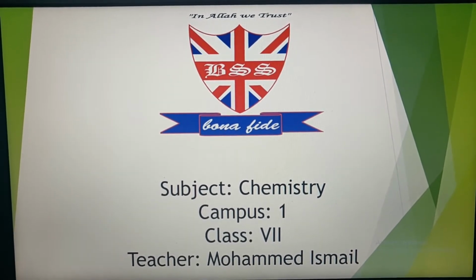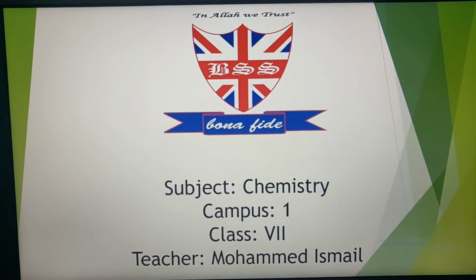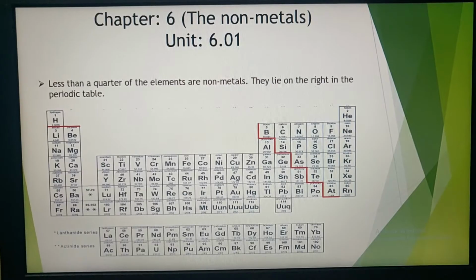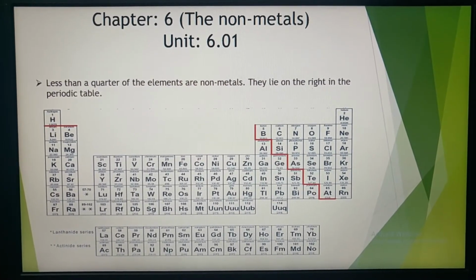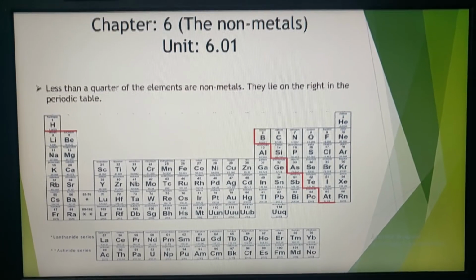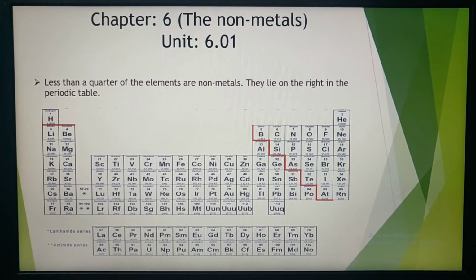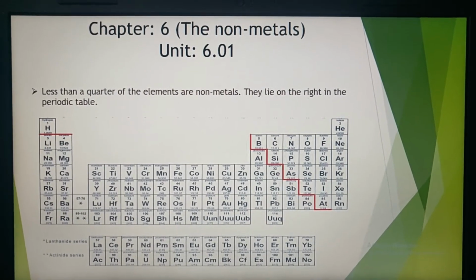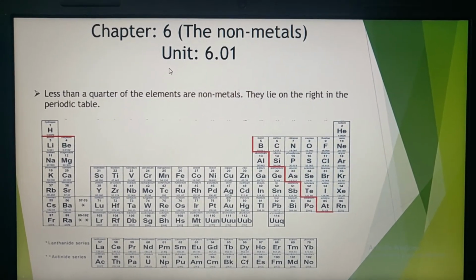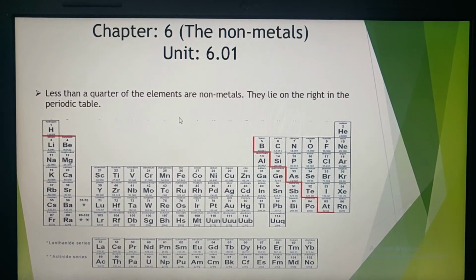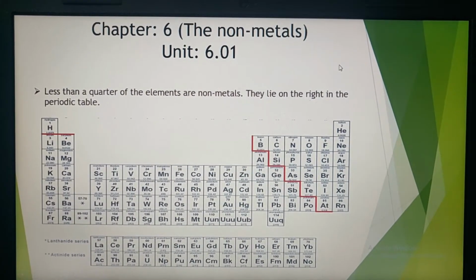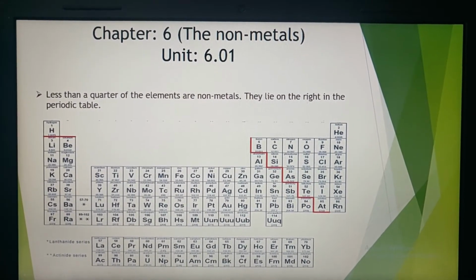In our today's online class we will discuss chapter 6. Our chapter 6, unit 6.1, contains the non-metals. In our previous semester we learned about the metals. In this one we are learning about the non-metals. Less than a quarter of the elements are non-metals. They lie on the right in the periodic table.